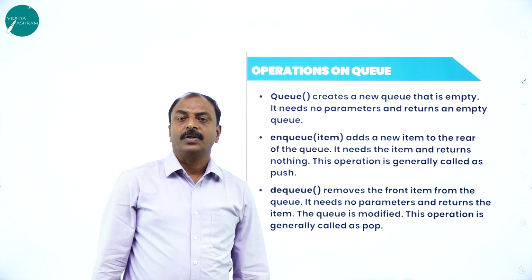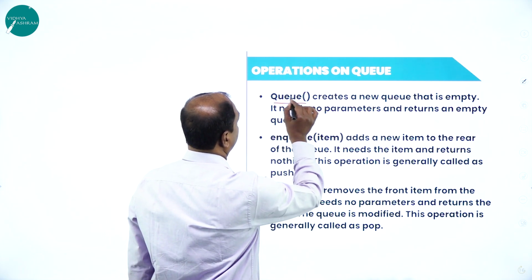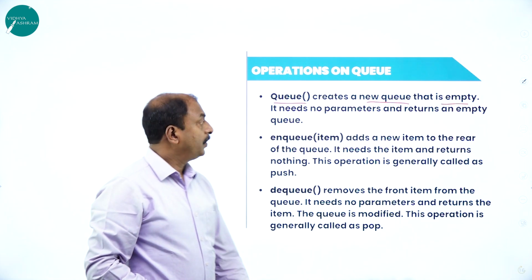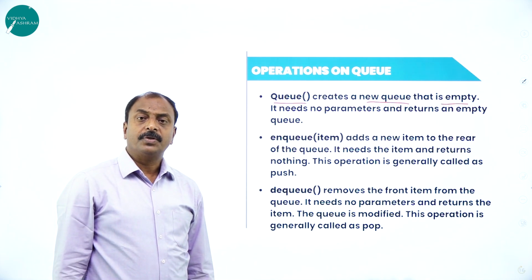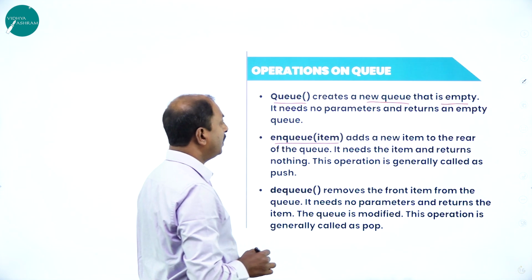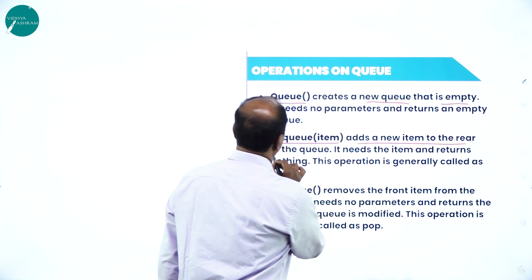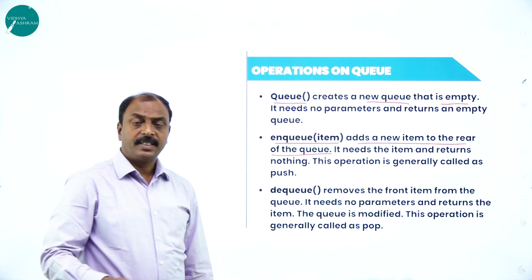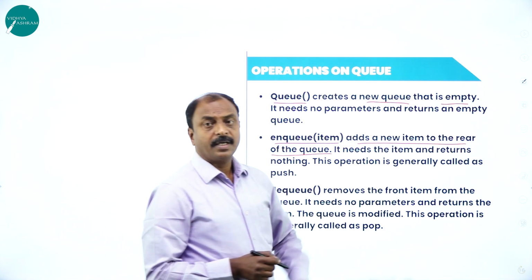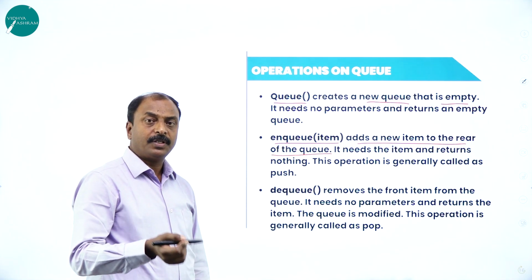Next, let us see the different operations on queues. First, the function new queue creates a new, empty queue. Next is enqueue of an item. Enqueue adds a new item at the rear of the queue. If you want to insert a new data item into a queue, it has to be done at the rear pointer, or the rear end. So enqueue of item adds a new element into a queue.